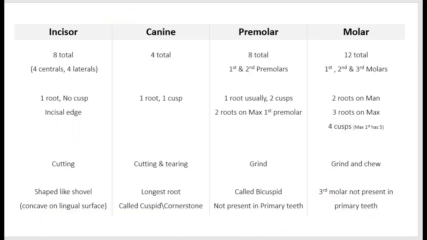Here we have them also listed. So see, the incisors are 8 total, 4 centrals and 4 laterals in adult teeth, 1 root, no cusp, incisal edge instead of the cusp. They're used for cutting. We forgot to mention that for the other teeth. They're shaped like a shovel, so it's a little bit concave on the lingual surface. Canines are 4, cutting and tearing. Longest root, as we said, called cuspid or cornerstone.